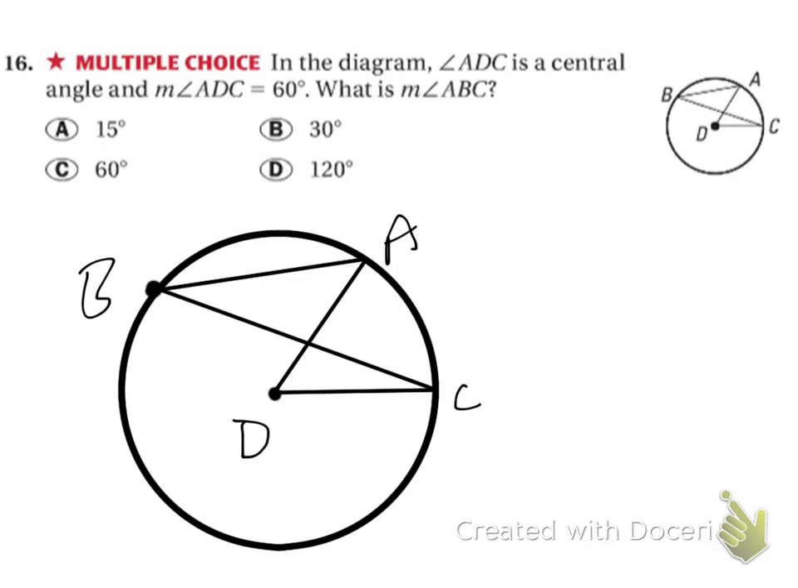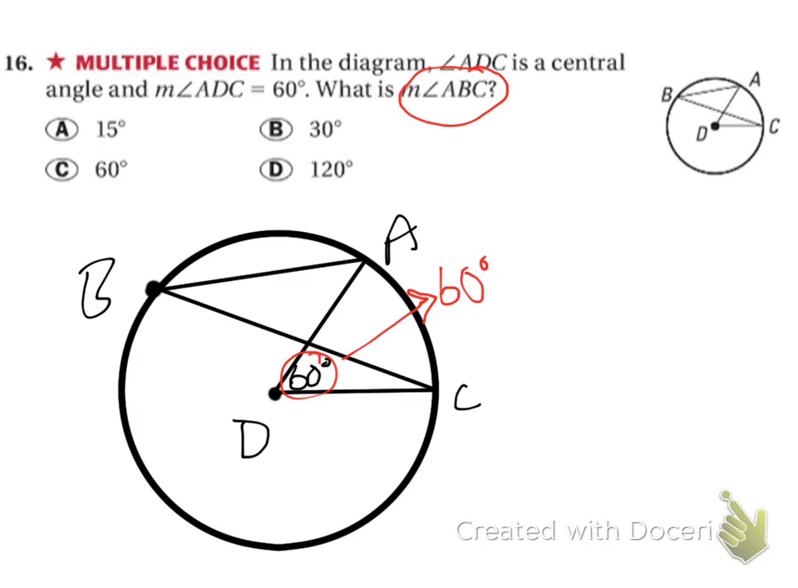ADC is a central angle, and ADC is 60 degrees, so this is 60 degrees. Cool. Well, actually, before I even get to what I'm looking at, if that's a central angle that's 60 degrees, then I know that the intercepted arc is 60 degrees. Because this is 60 degrees, the central angle and its arc are congruent, so that's 60 degrees. Okay, what is the measure of ABC?